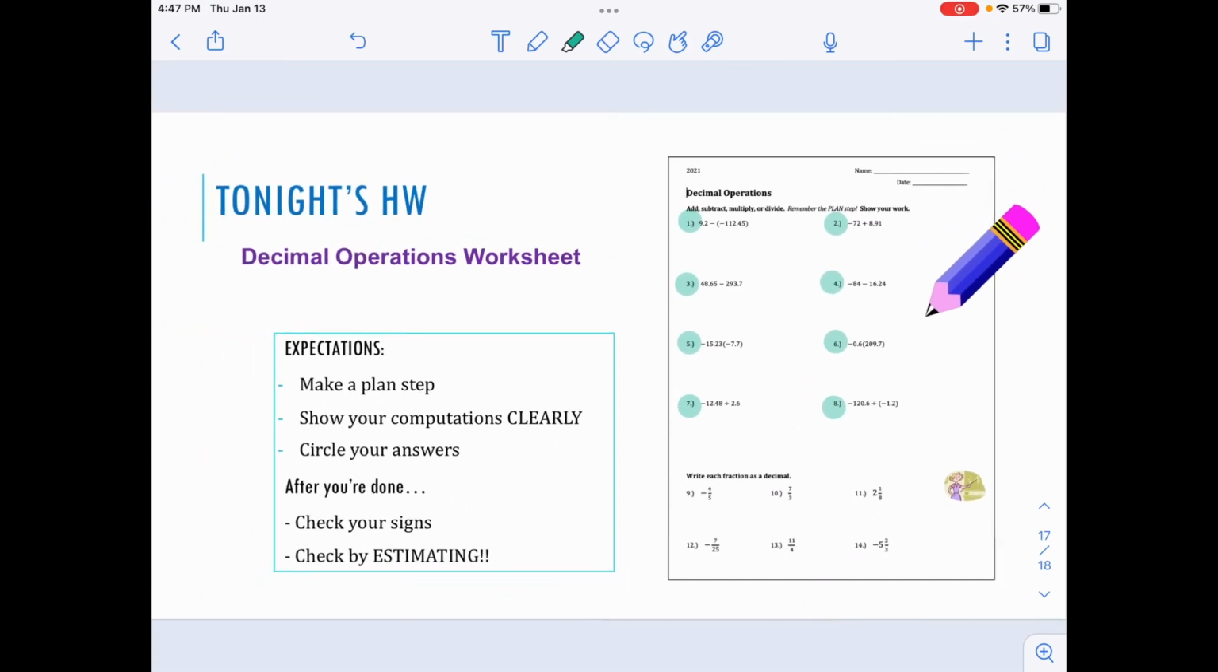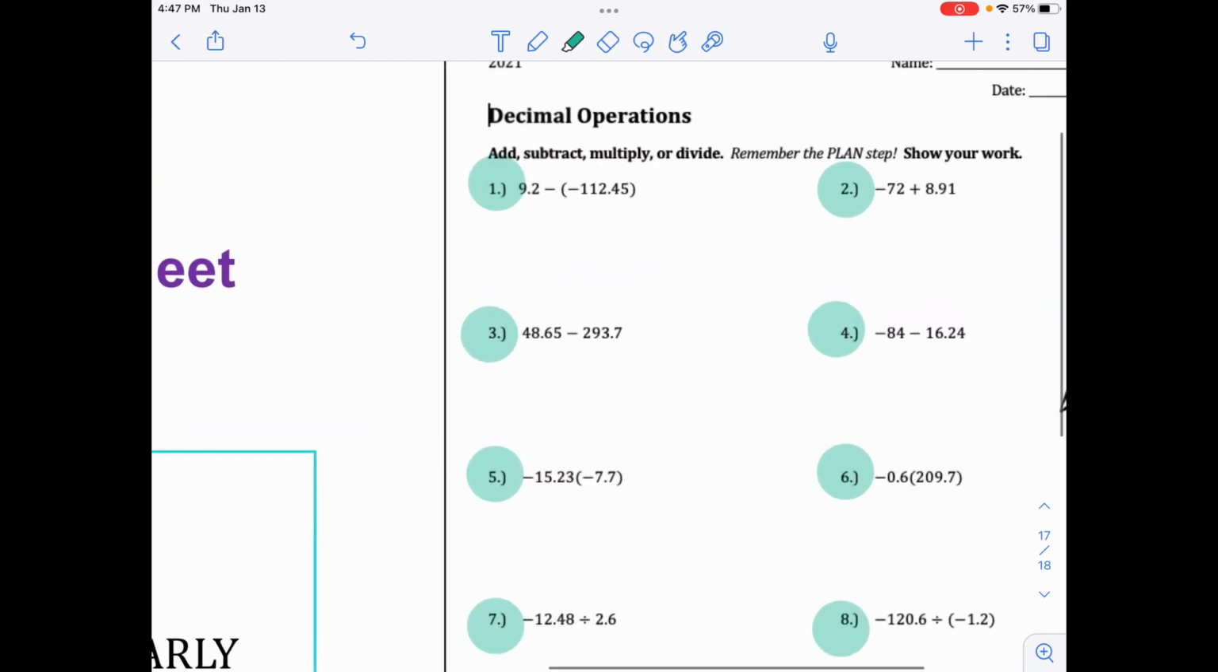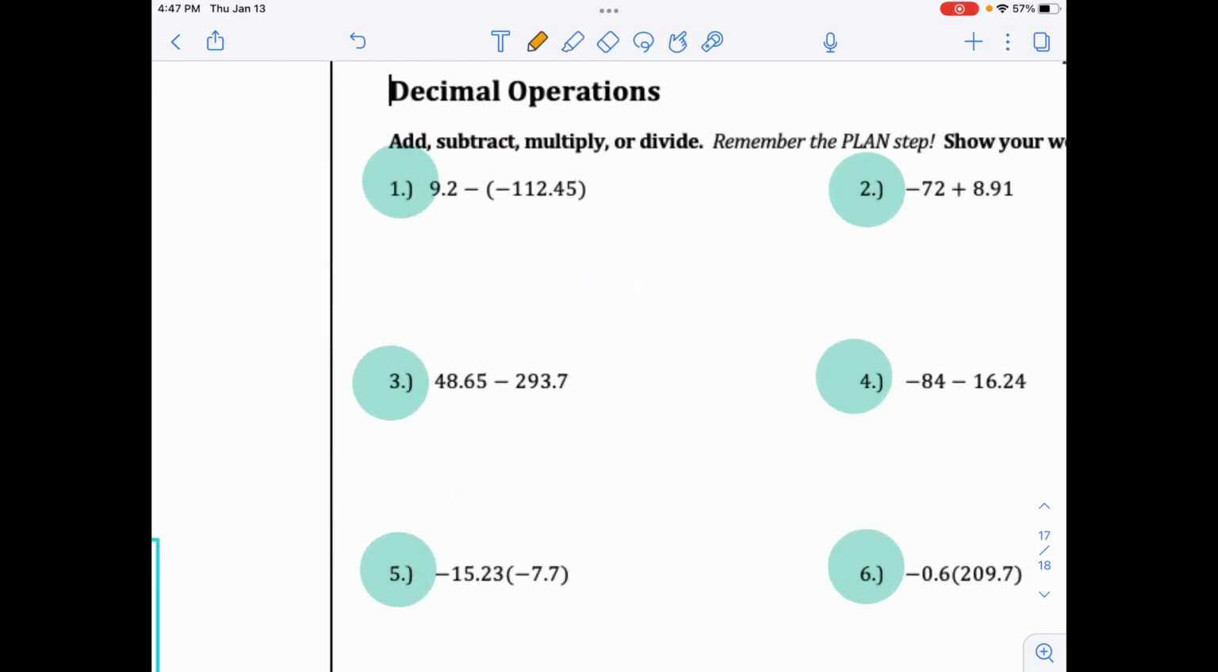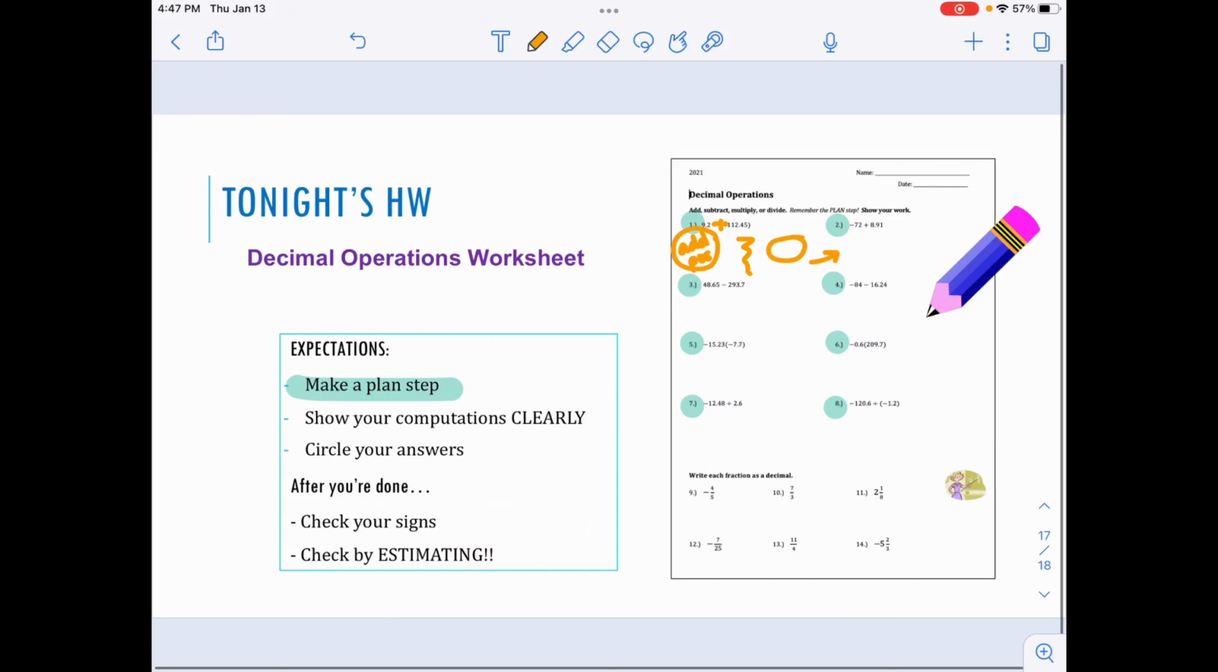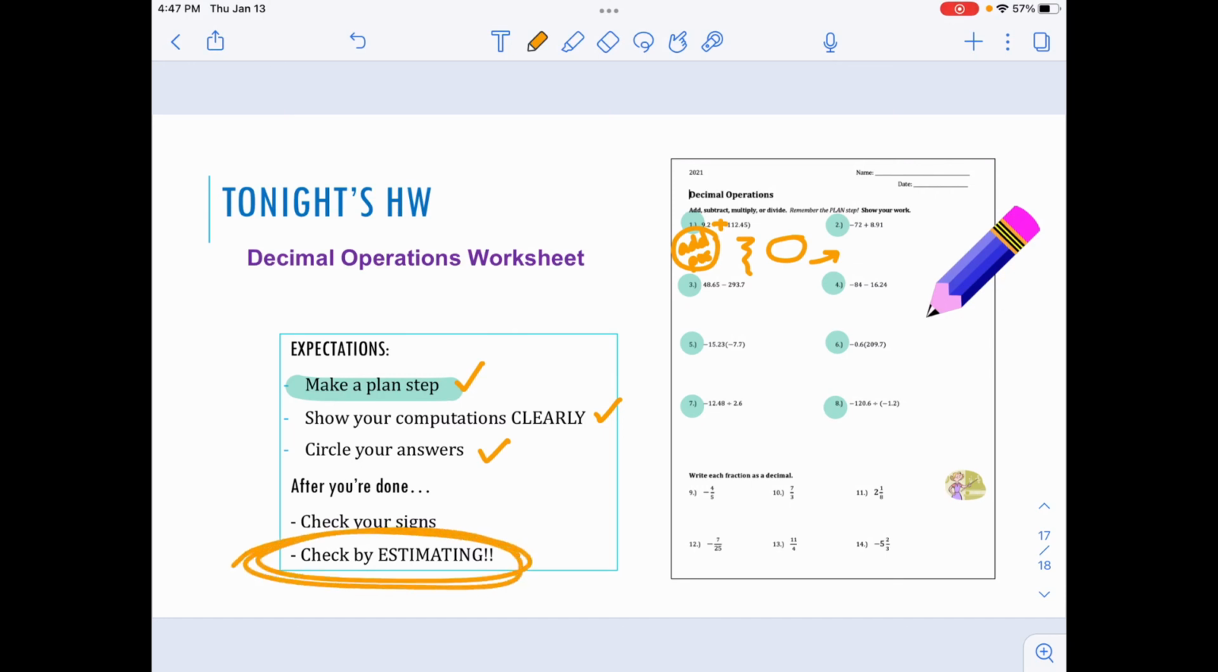So as you guys are completing this, make a plan step. I should see us looking like this for number 1. You should math tab. You should notice that this is going to be an adding problem. Your answer should be positive. After you create that plan step, then go ahead and solve it out, circle your final solution, then move on to the next problem. I'm looking for a plan step. I'm looking for computations shown clearly, and I'm looking for a circled solution. If you do add that estimation step, that is a wonderful tool to avoid errors. Okay, so go ahead and try your homework out, numbers 1 through 14.